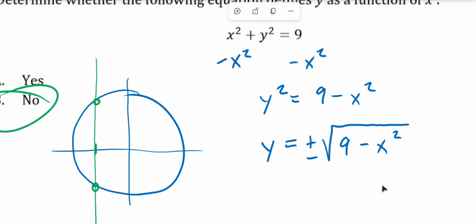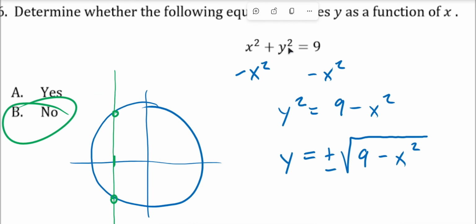Here's an example of something which is not a function. When we go to solve for y in this case, we have to apply the square root property, which says that if something squared is equal to something else, that is going to be equal to plus and minus the square root of that something else. We need a plus and a minus root if this is an even power.